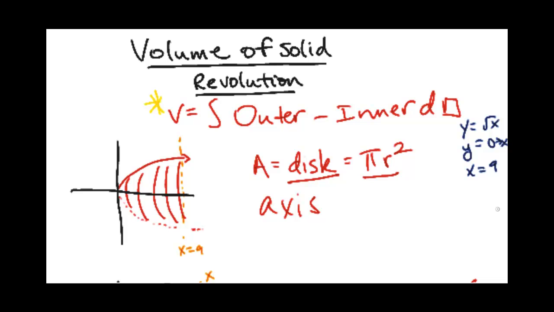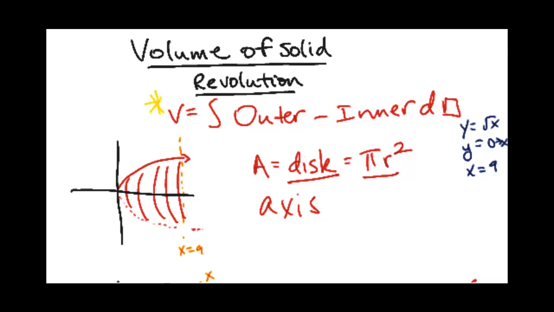We're going to look at the volume of solid revolution. Again, the basic concept is the integral of the outer cross-sectional area minus the inner cross-sectional area. If our cross-sectional area is a circle, as in one function rotated about the x or y axis or some line, then it's the disk method.